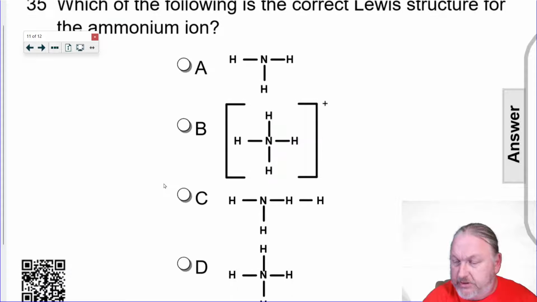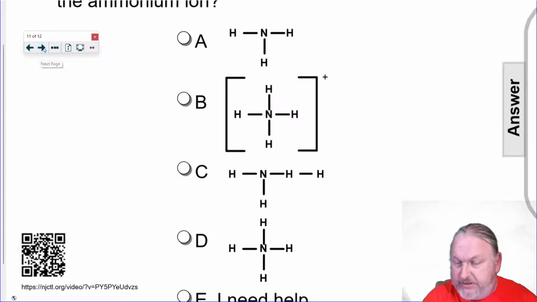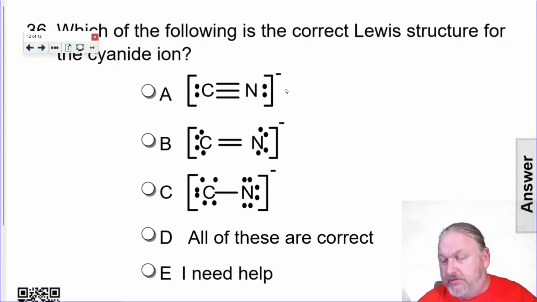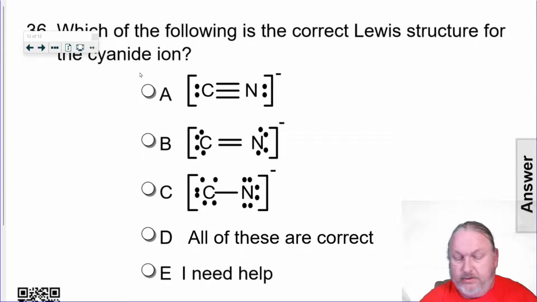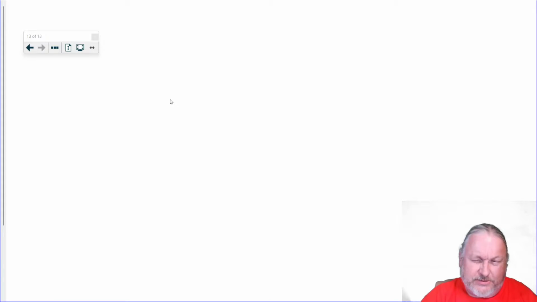Which is the correct Lewis structure for the ammonium ion? And of course it needs to have brackets, that's pretty easy, that's going to be B. And which is the correct Lewis structure for the cyanide ion? Well, we've drawn this in class before. That's got a triple bond, so it's going to be B. Okay. And that's all we want to cover on that, guys. That's polyatomics. Remember, the discrete charge has either one less or a couple more electrons than what it should have. All right, and it's used in ionic bonding.